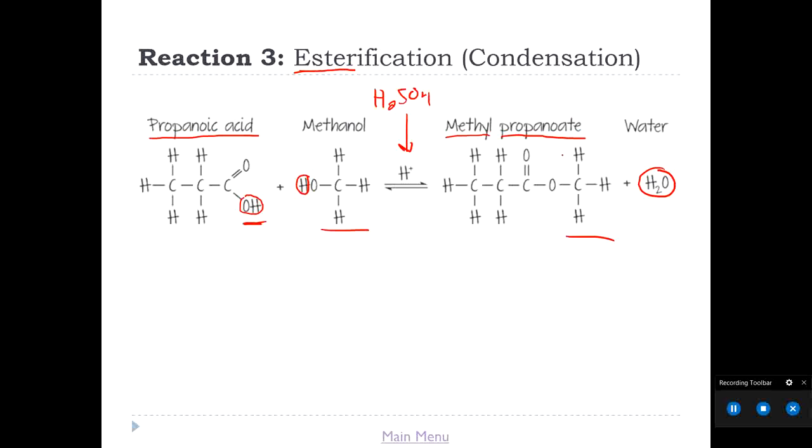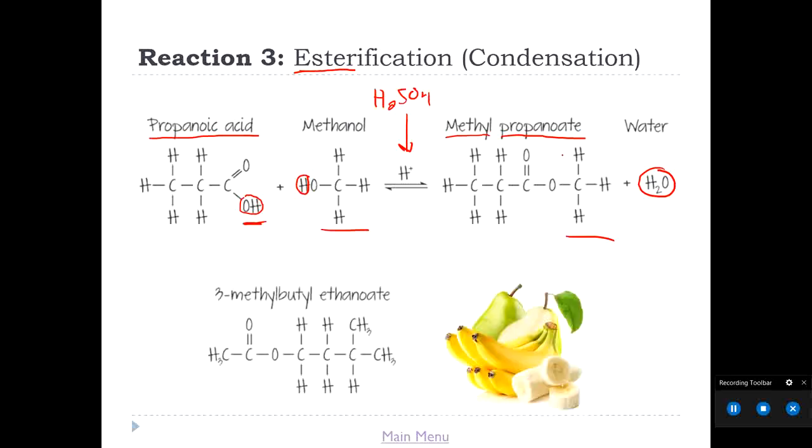One neat thing about esters is they're quite volatile, so they have quite low boiling points, and they actually have very pungent smells to them. All esters have very distinct smells. One example is 3-methylbutyl ethanoate. Okay, and that's actually what gives bananas and pears their smell. So kind of an interesting little feature about them there. Due to their low boiling point, they don't have hydrogen bonding. And that brings us to the end of our alcohol reactions.